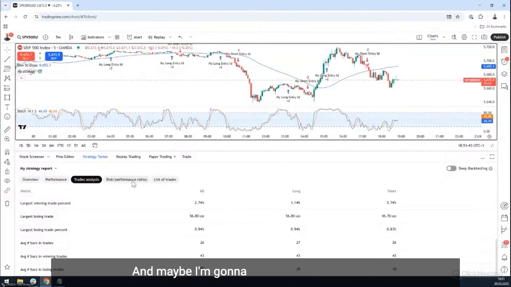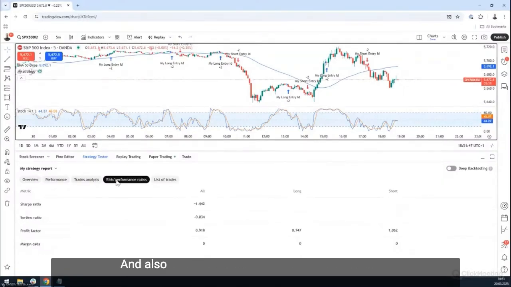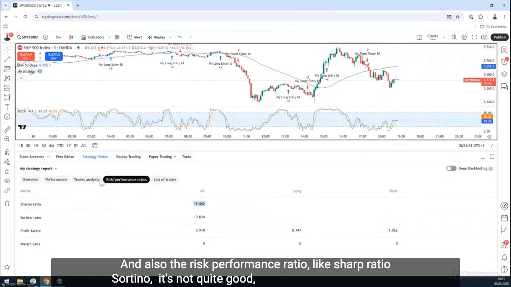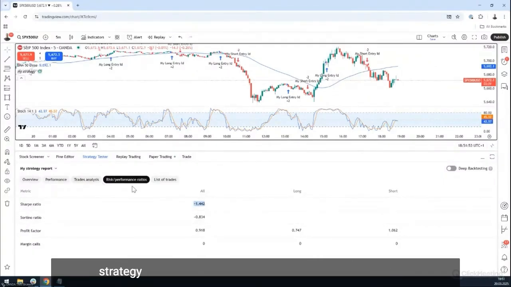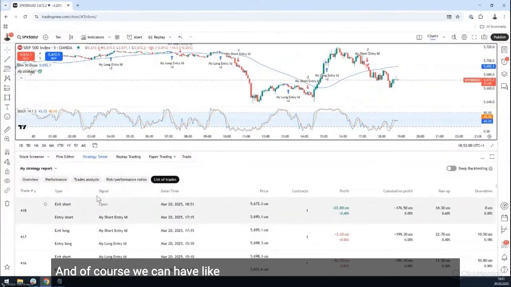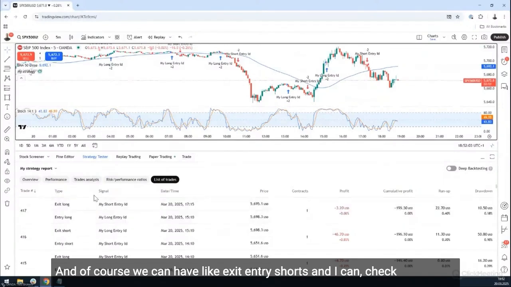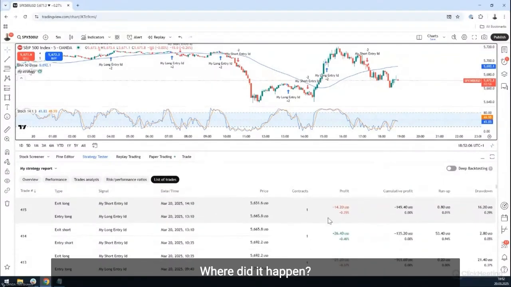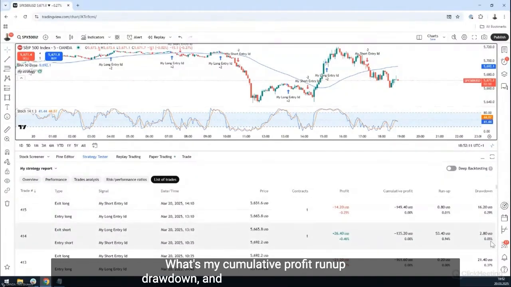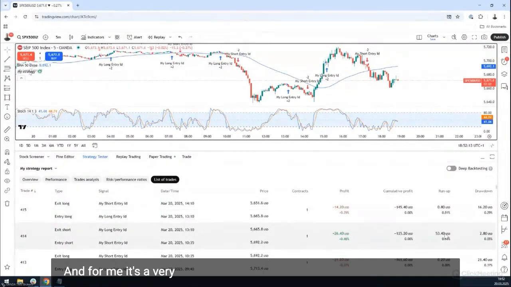And maybe I'm going to do it in a different way. Also the risk performance ratios, like Sharpe ratio and Sortino, are not quite good, but let's face the fact: if the strategy is bad, then the metrics will also not be very good. And of course, we can have exits, entries, shorts, and I can check my trades. Where did it happen? How did it end? What's my cumulative profit, run-up, drawdown? I can have this information. And for me, it's very important how the run-up is and how the drawdown is.